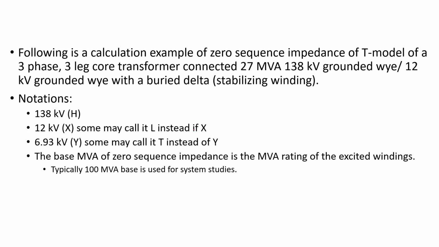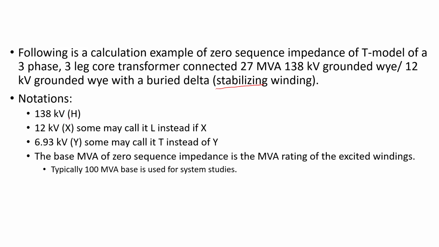And I'll stick with the industry terminology. IEEE calls it stabilizing winding. So there's a difference: there's a stabilizing winding and there's a tertiary. A tertiary winding is also a delta but it serves loads. That's the difference. A stabilizing winding does not serve load.